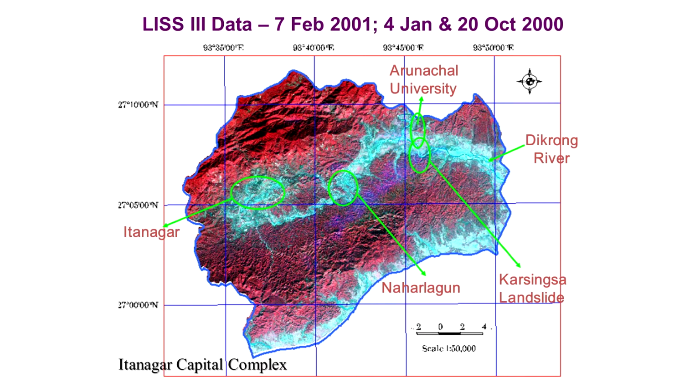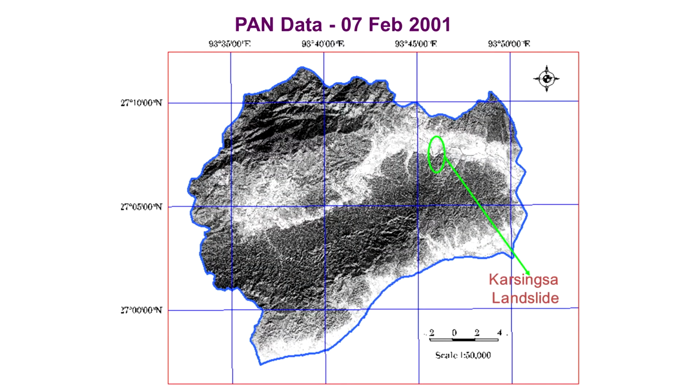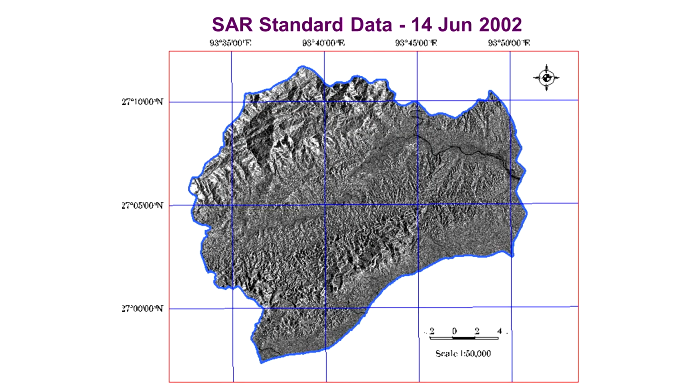Now, we show you some of the layers that we prepared. This is the LISS 3 data of 7th February 2001 of the Itanagar complex. First, we have defined the boundary of the Itanagar complex that made our study area. So, all the layers are within this defined boundary only. This is the LISS 3 data of 7th Feb 2001. Now, this is the PAN data of 7th February 2001, and then this is the SAR standard data of 14th June 2002.